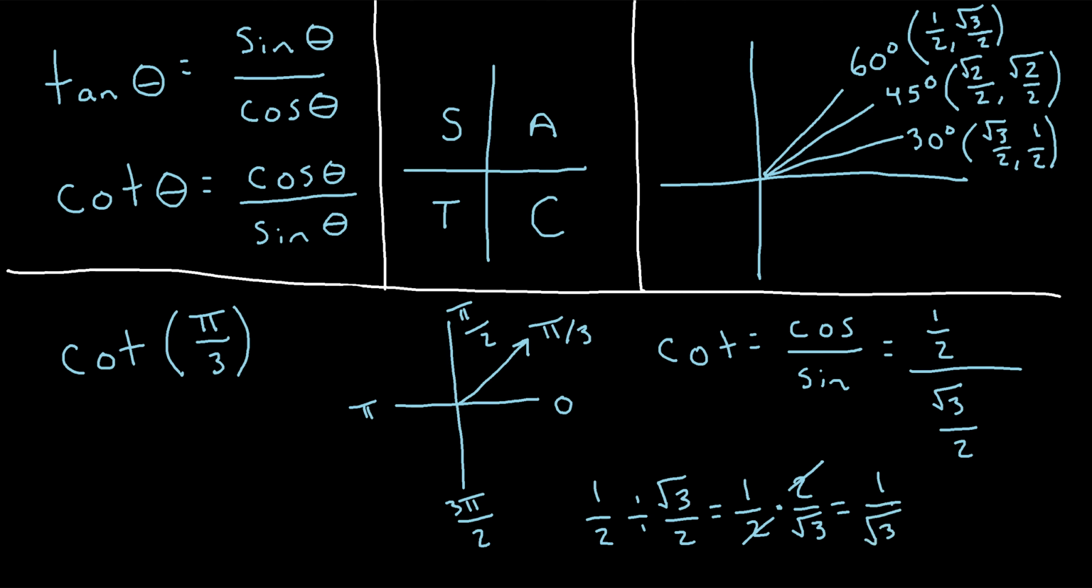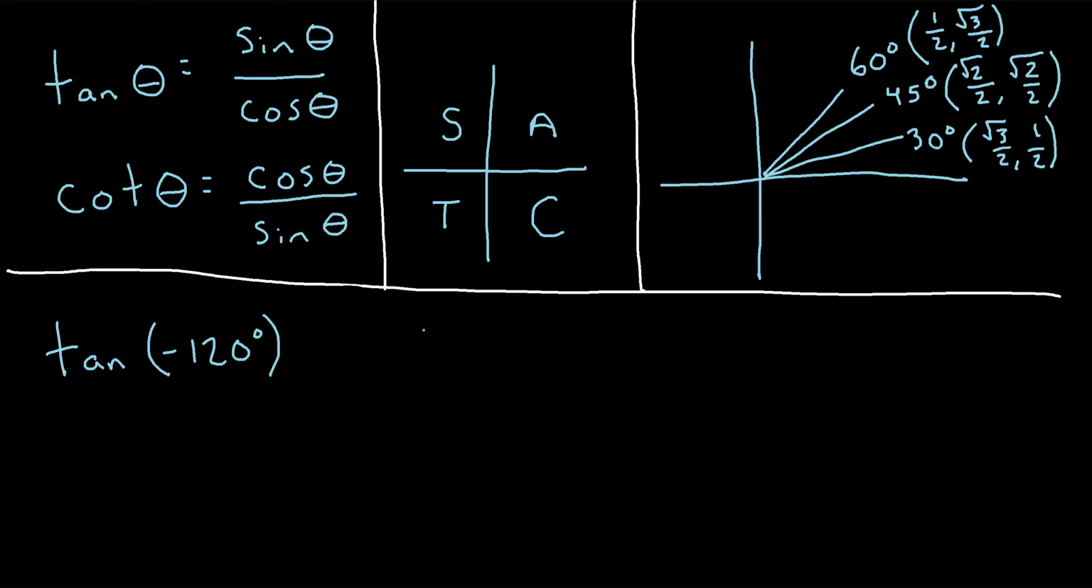And usually when we write fractions, we like to rationalize the denominator, which means we want to get rid of the square root sign. So the way we do that is multiply both the numerator and the denominator by the square root of 3. So when we do that in the numerator, we get square root of 3, and in the denominator, the square root of 3 times the square root of 3 is just 3. So that is our final answer. The cotangent of pi over 3 is equal to the square root of 3 over 3.